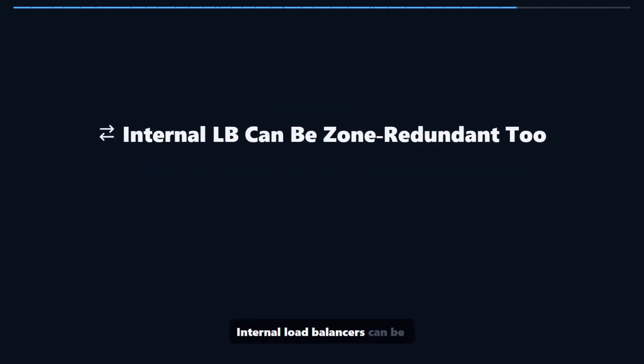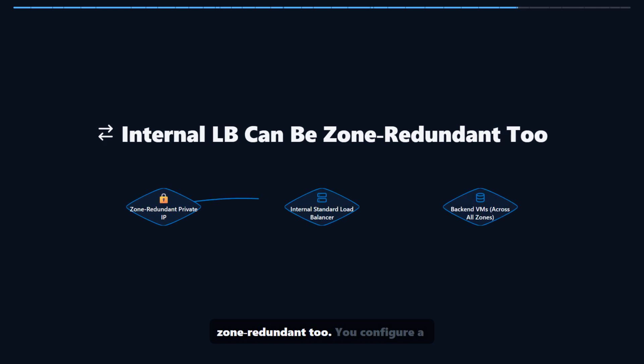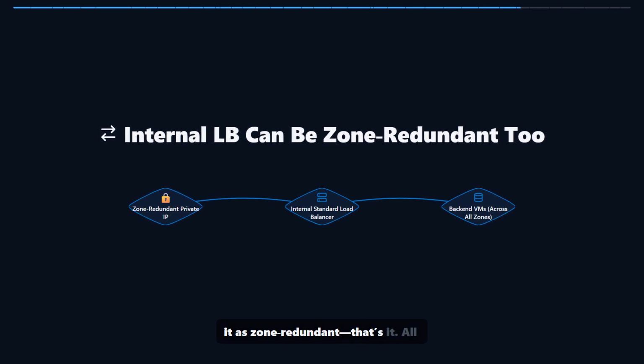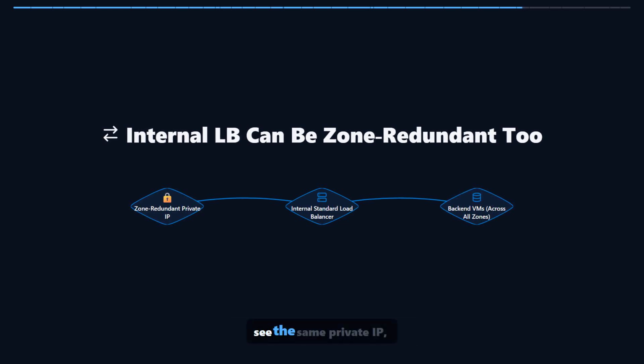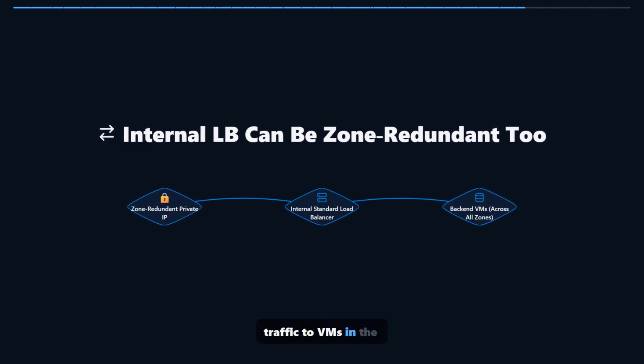Internal load balancers can be zone redundant too. You configure a private front-end IP and mark it as zone redundant. That's it. All your backend VMs across zones see the same private IP, and even if a zone fails, the load balancer routes traffic to VMs in the surviving zones. Your internal services stay reachable through a single IP with no failover gymnastics.